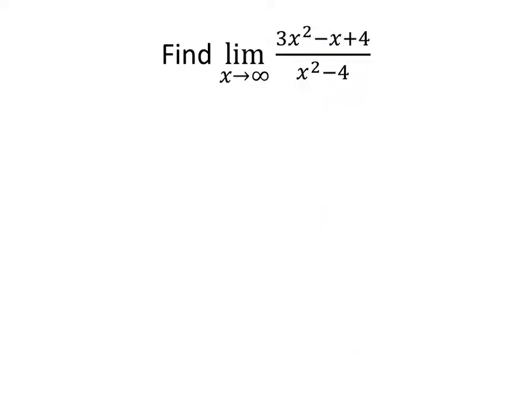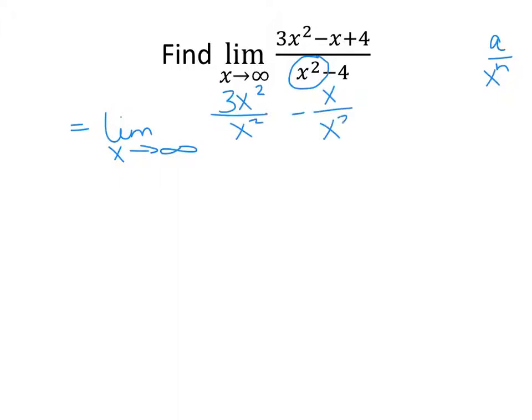All right, so now we want to find the limit as x approaches infinity of 3x squared minus x plus 4 over x squared minus 4. So we're going to do that same trick. We want to get everything in terms of some number over x to a power. So I'm going to look at my exponents in the denominator. x squared is my highest, so I'm going to divide every term by x squared. So this is the limit as x approaches infinity. I have 3x squared divided by x squared minus x divided by x squared plus 4 divided by x squared, all over x squared divided by x squared minus 4 divided by x squared.